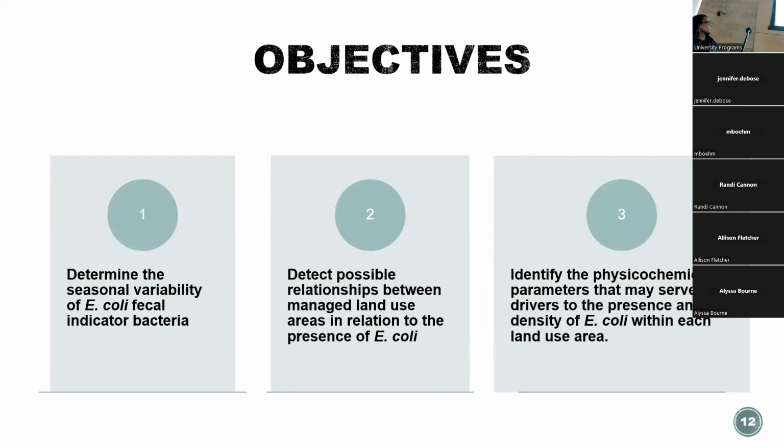So the objectives here were to determine the seasonal variability of E. coli, which is the fecal indicator bacteria, detect possible relationships between managed land use areas in relation to the presence of E. coli, and then identify the physiochemical parameters that may serve as drivers for the presence and density of E. coli within each land use area.